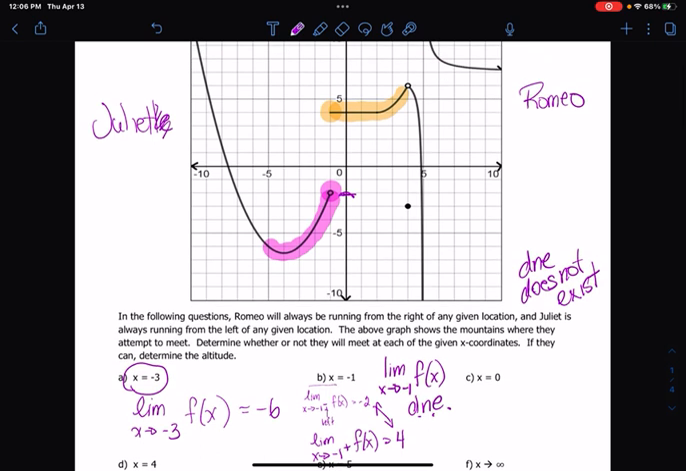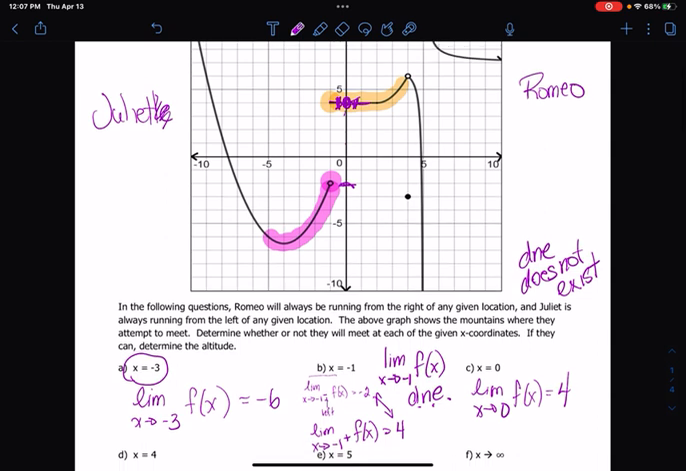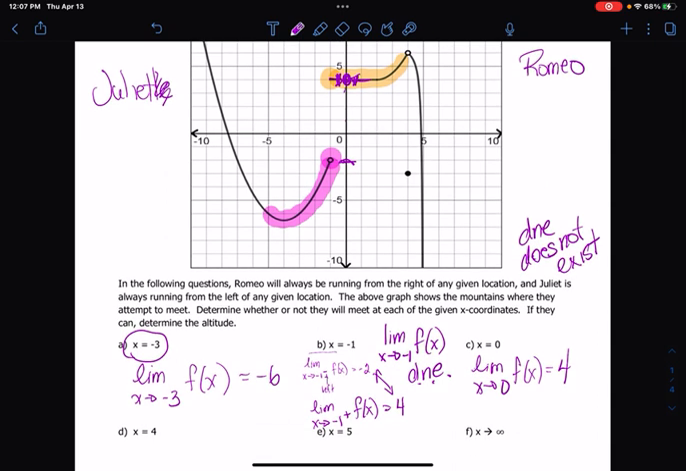If I look at the limit as x goes to 0, I don't need to separate the left and right side. Here's 0, and from the left side, Juliet will reach that point. From the right side, Romeo will meet at that point, and so the limit of f of x is the y-coordinate 4. So when it's continuous, it's a lot easier.